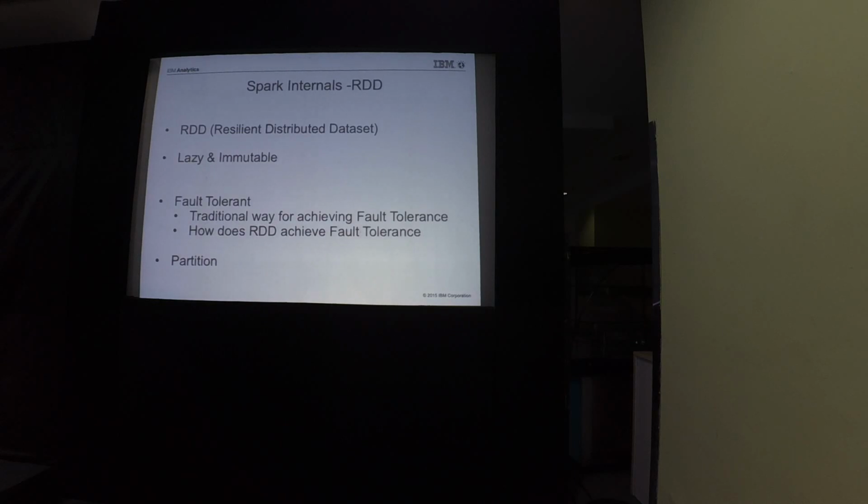What is RDD? RDD is Resilient Distributed Dataset. This is actually the key innovation for which Spark was very successful. Pretty much the basics of Spark are this. This is a memory abstraction where you can do in-memory computation in a distributed, fault-tolerant manner. That's pretty much what RDD is. So it is lazy and immutable. We'll go into what that means.